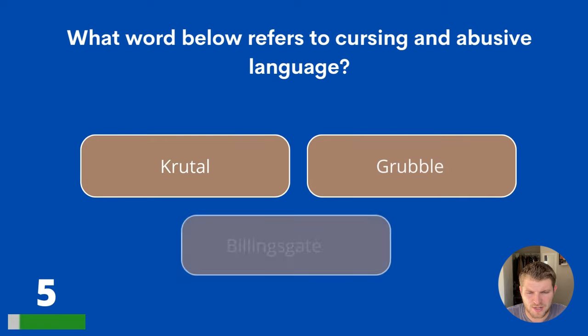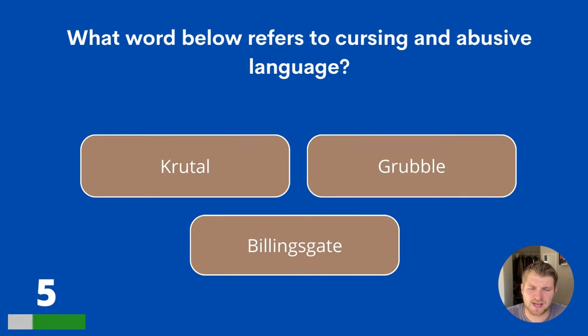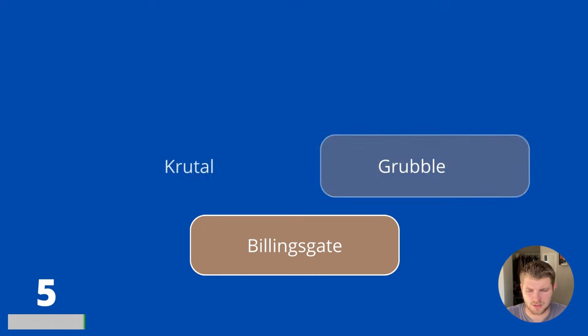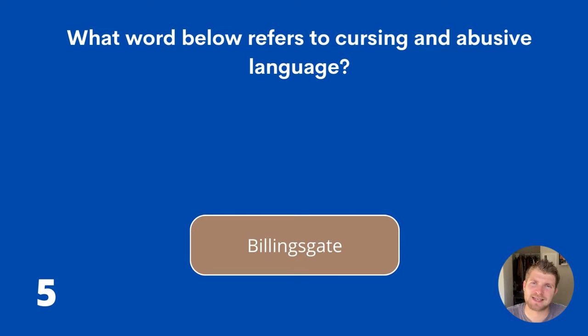5. What word below refers to cursing and abusive language? Crutal, grovel, or billingsgate? The answer is billingsgate.